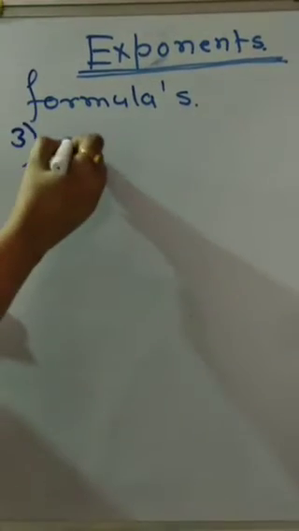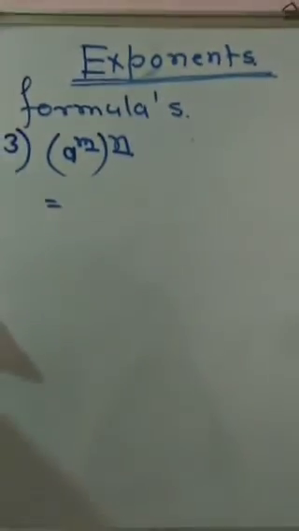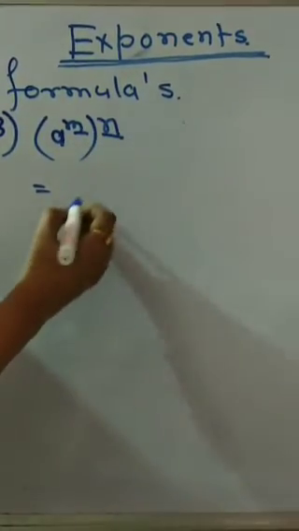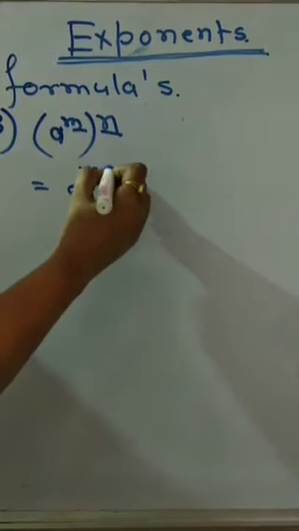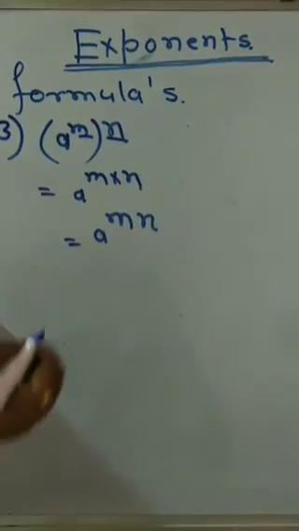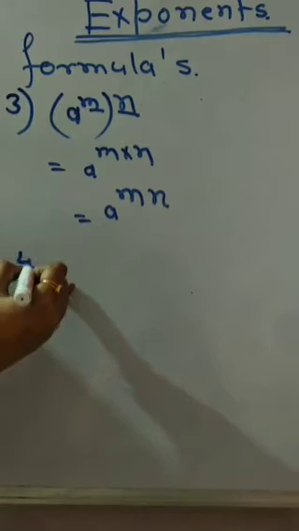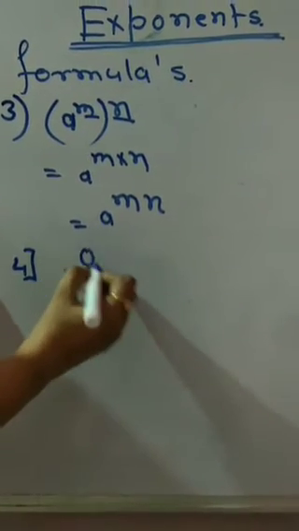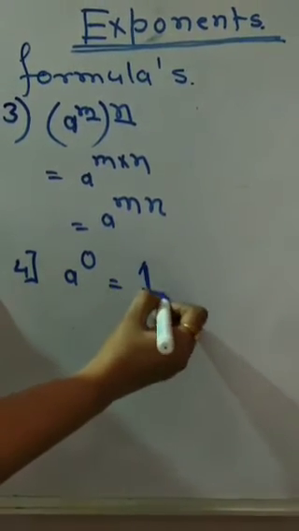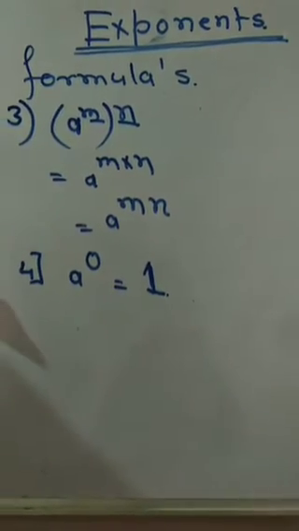Third formula is a raised to m, raised to n, where the base is a and the index is m and n. Double index means double power. Therefore, a raised to m into n is equal to a raised to mn. We do not mention the multiplication sign in the index power. Fourth one, a raised to 0 is equal to 1. Whenever the index is 0, the product is always 1.